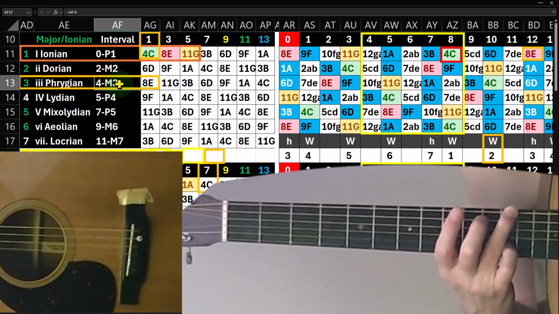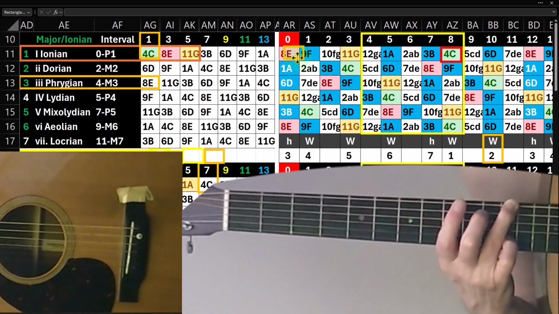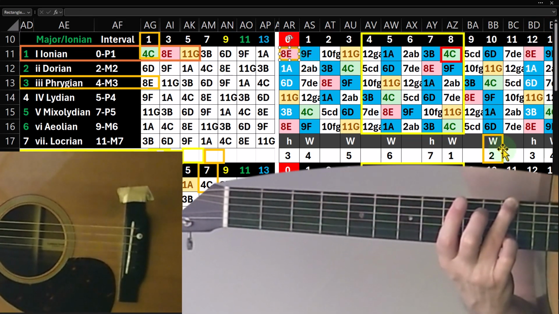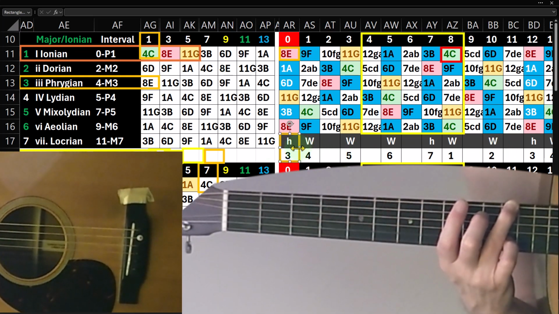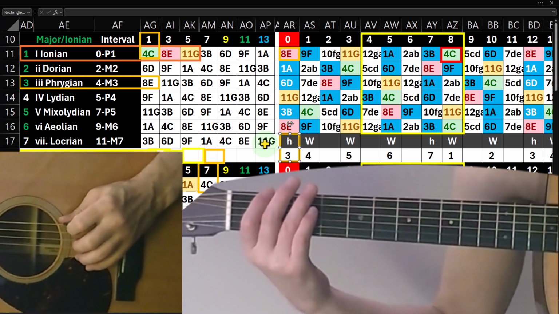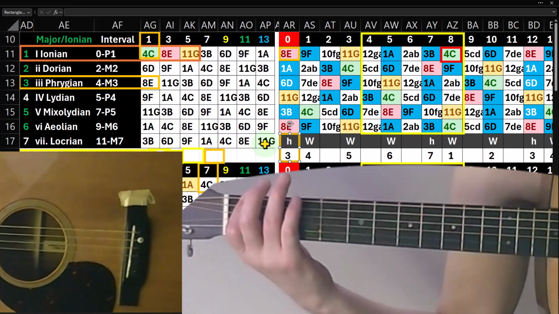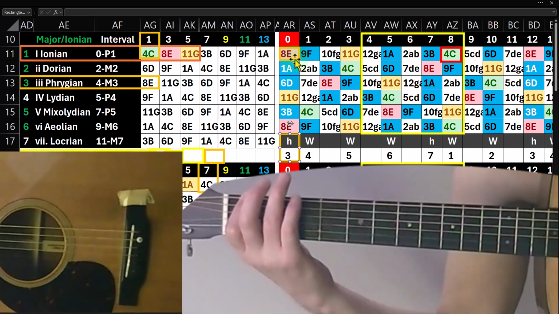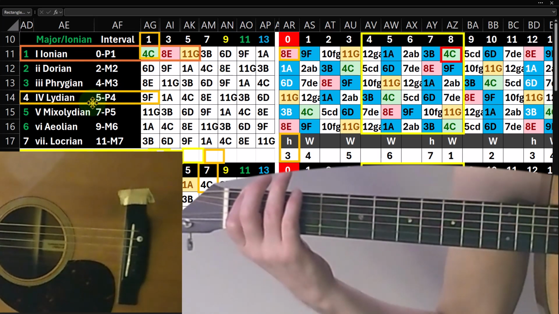Now that E repeats on the top because now I'm on the 12th fret over here. So there's the E over here. So now I'm going to go from the E from the 3rd to the 4th. From the E to the F is going to be a half step. So we're going to go half step from the 3rd to the 4th. 3rd to the 4th is going to be a half step.